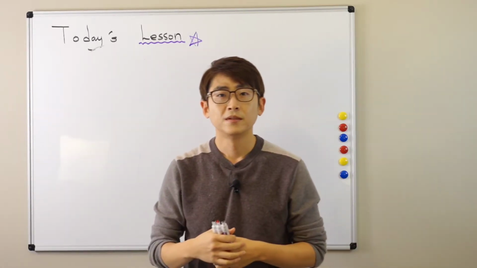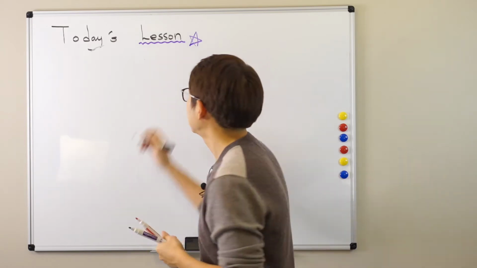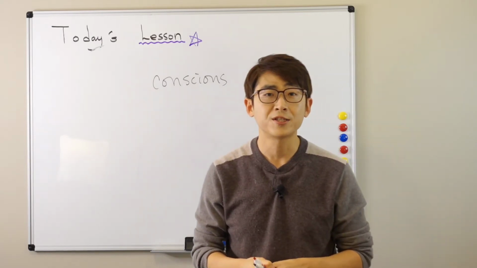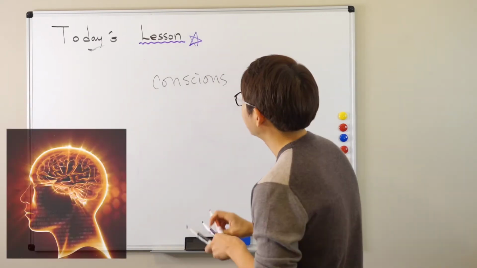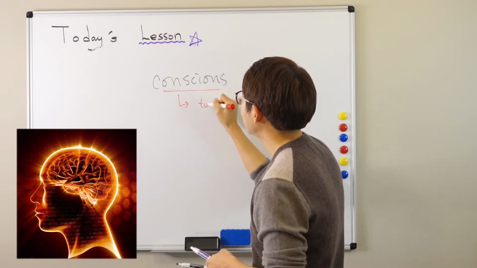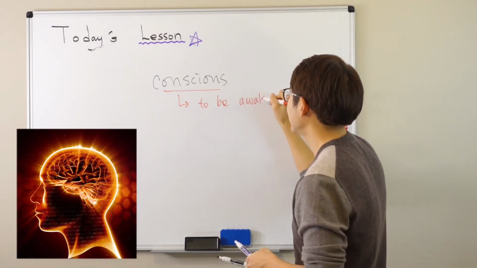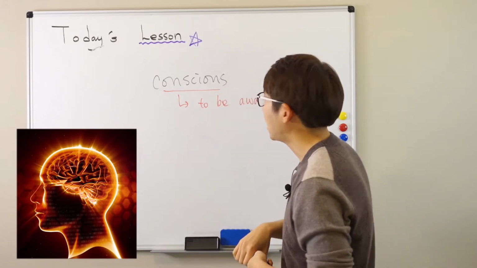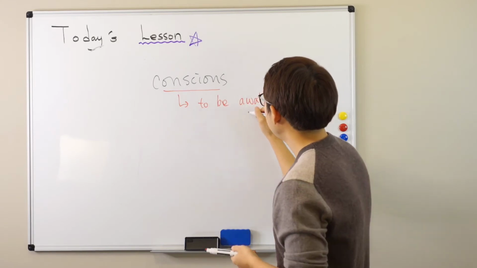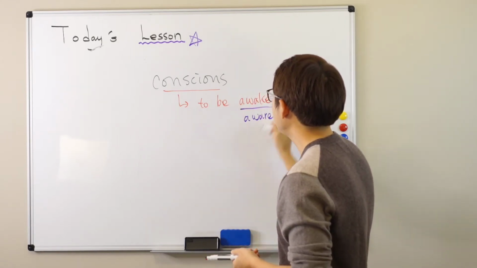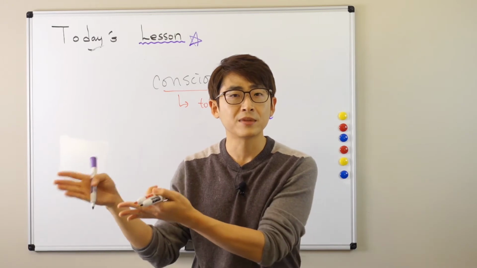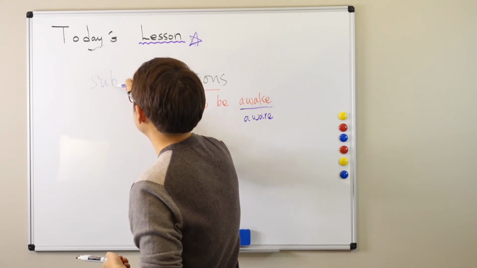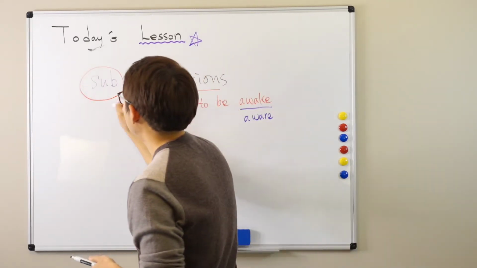Let's move on. The next one is conscious. Okay, and this one means to be awake. So you're not sleeping, your attention is right here. I'm focused, so I'm conscious. Or to be aware. So be aware of something, to know that something is there. That's what conscious means. And when we put sub, S-U-B, in front of that one, this one becomes under.